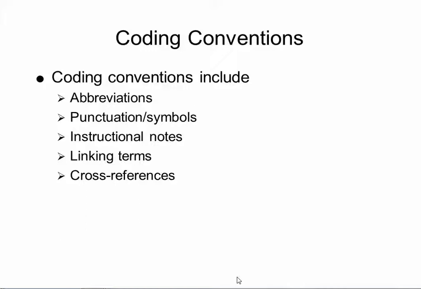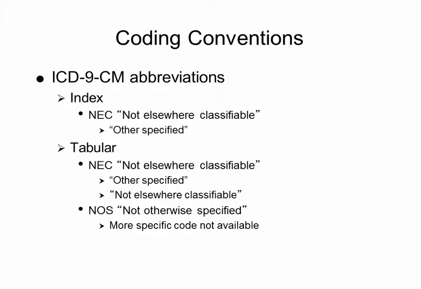Conventions include abbreviations. They include punctuation and symbols. They include instructional notes, linking terms, and cross-references. We're going to talk about each one of these things. So let's start with abbreviations. The first abbreviations that we have, we find in the index.